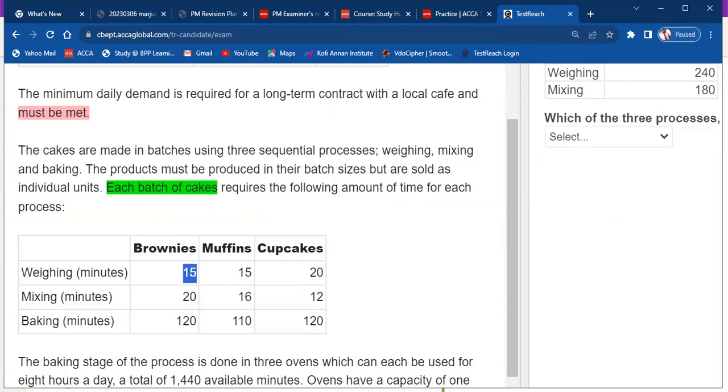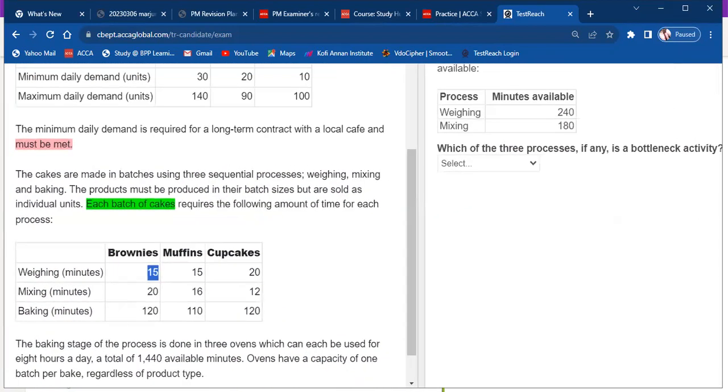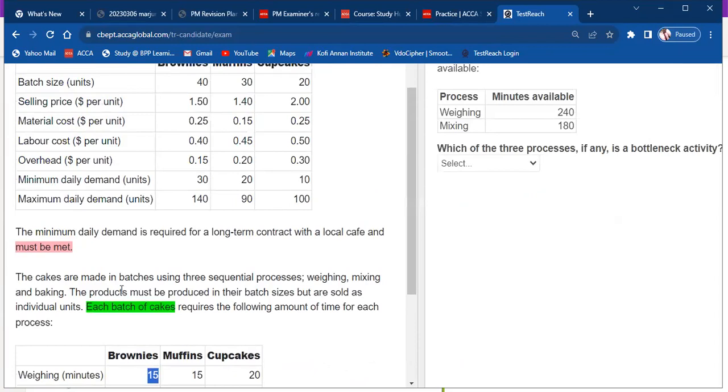Okay. The problem is that you are told that the cakes are made in batches. The products must be produced in their batch sizes that are sold as individual units.